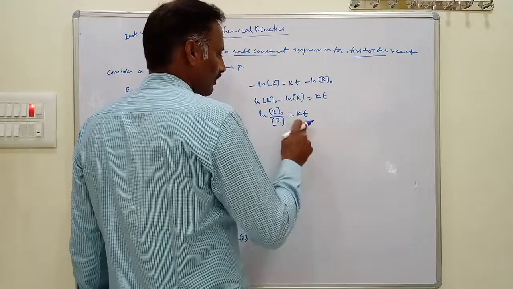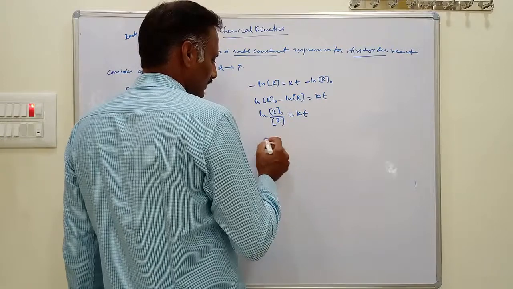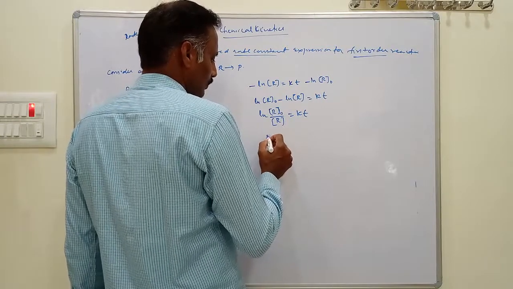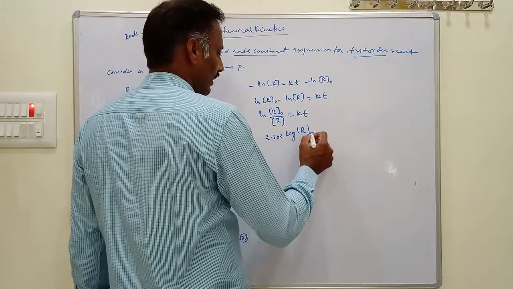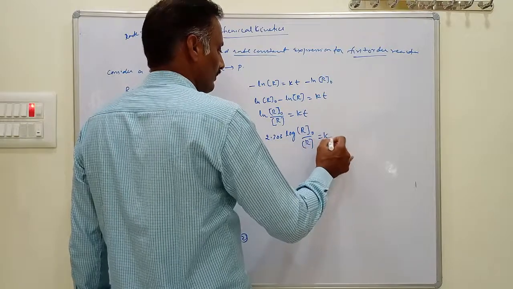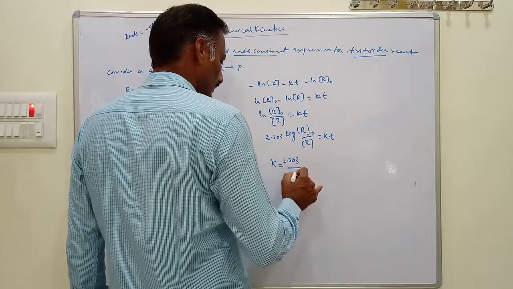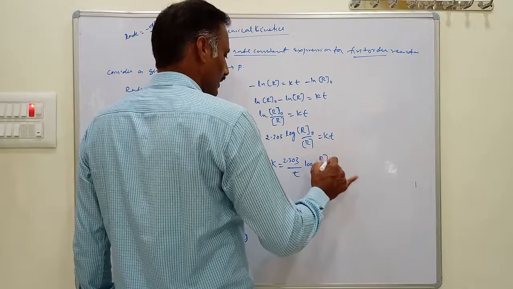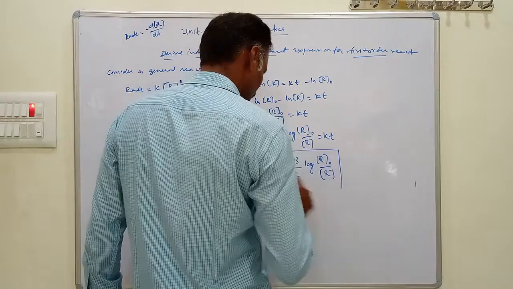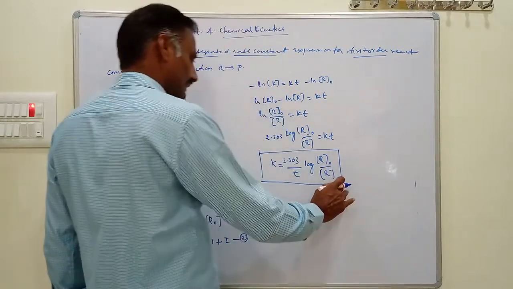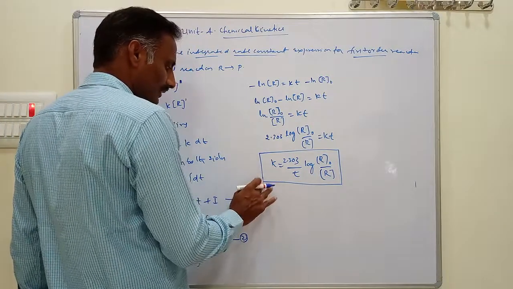Then you convert the ln form into log form by multiplying by 2.303. This is also written as 2.303 log r naught by r equals kt, or k equals 2.303 by t log r naught by r. This is the integrated rate constant expression for a first order reaction.